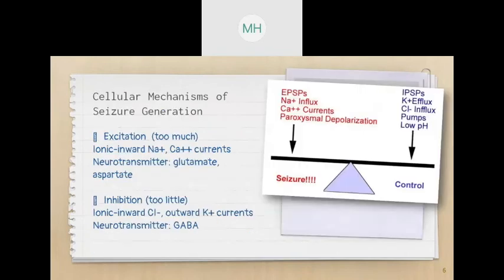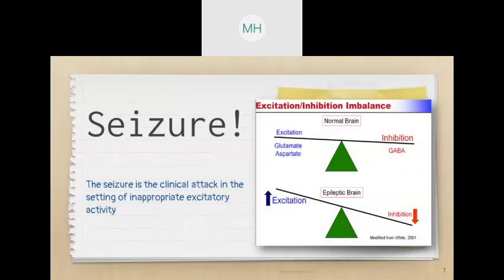So what happens when you have too much excitation, for example, the ionic inward flow of the sodium channel, the calcium channel, and also glutamate, or too little inhibition, like the ionic inward flow of the chloride channel and also GABA? You have a seizure. A seizure is the clinical attack setting of inappropriately excitatory activity. So too much excitation, too little inhibition.